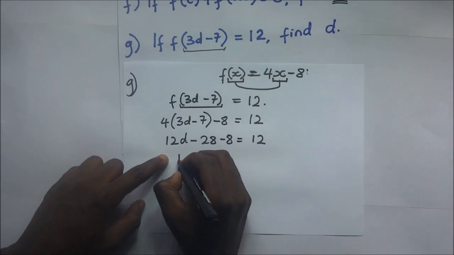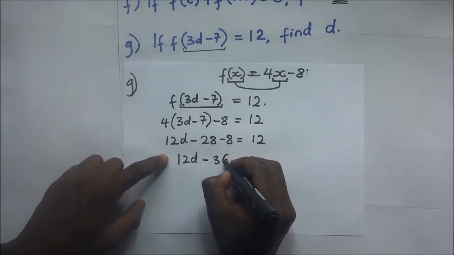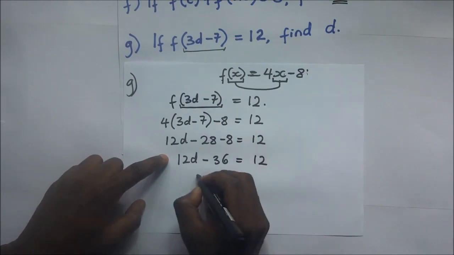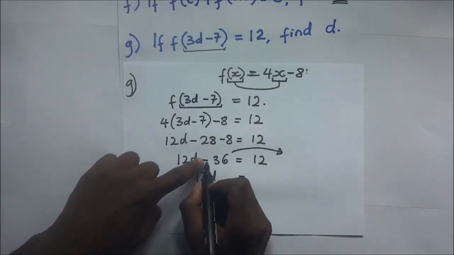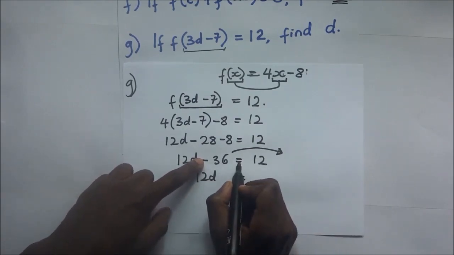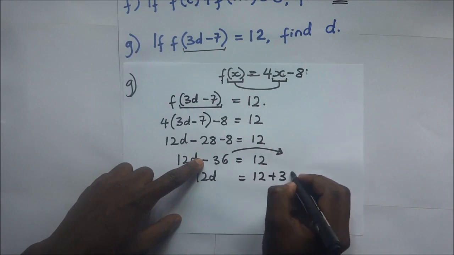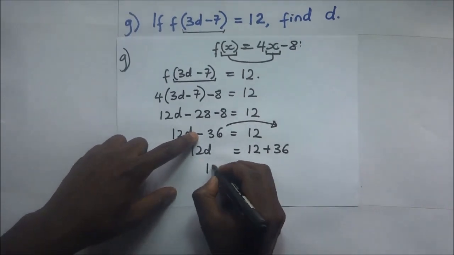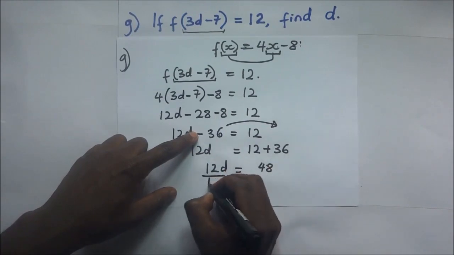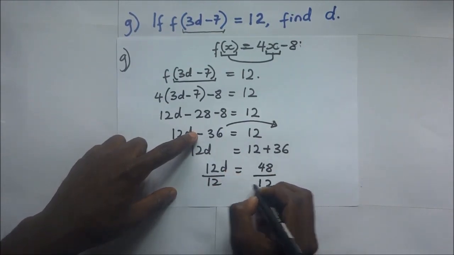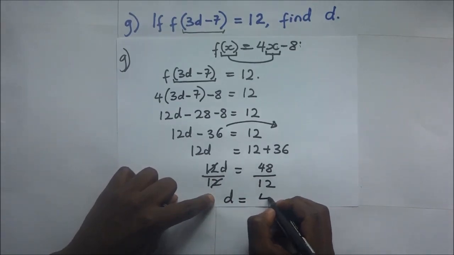So this becomes 12d minus 28 minus 8, giving us 12. So this is going to become 12d minus 36, giving us 12. For 12d, this 36 comes this side, it's a negative 36, crosses the equal sign, comes this way, it becomes positive, 12 plus 36, and then we end up with 12d giving us 48. When we divide both sides by 12, we end up with our value of d as 4.